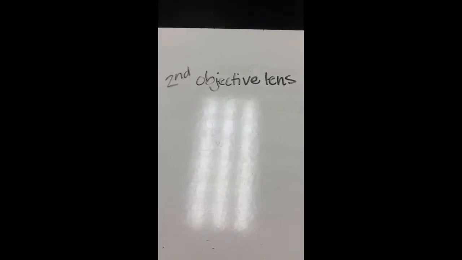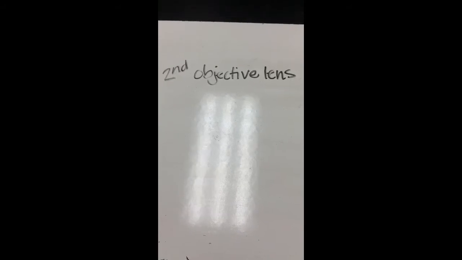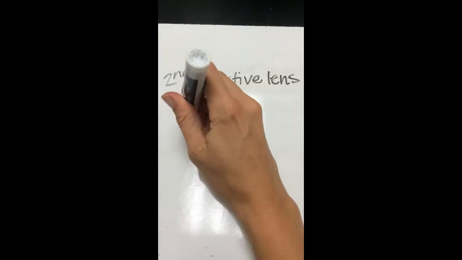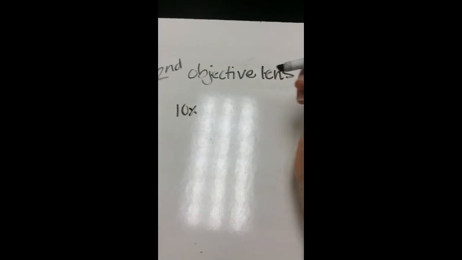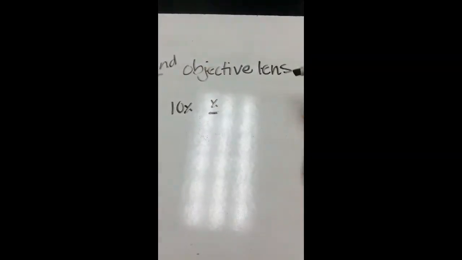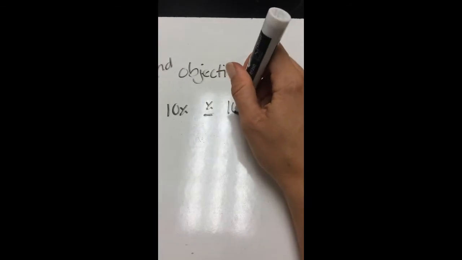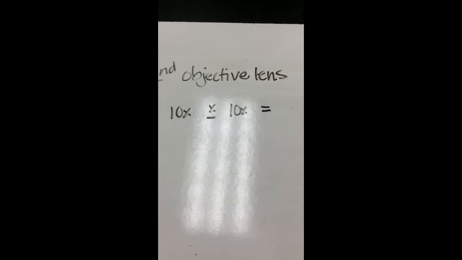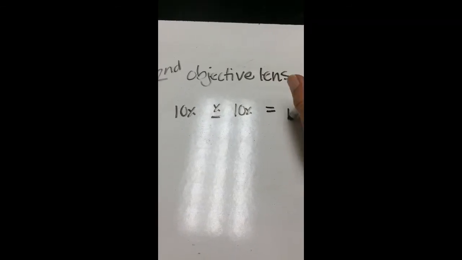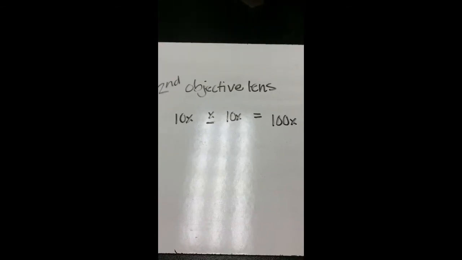Okay, so once I move my nose piece to the second highest powered objective lens, which is 10 times, I can calculate my total magnification. So again, the eyepiece that I'm looking through magnifies my image 10 times, and then I multiply that by the power of the objective lens, which has a 10 written on it. So it also magnifies the image 10 times. So my total magnification is then 100 times when looking through the second objective lens.